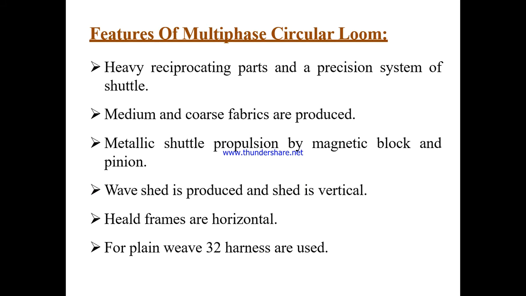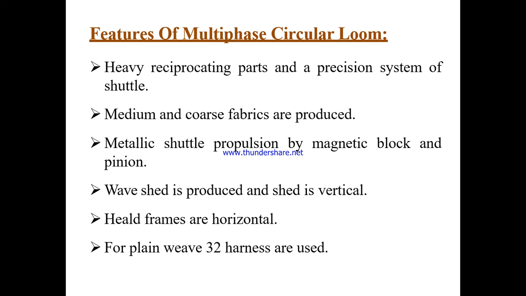Now, features of the multiphase circular loom. Heavy reciprocating parts and precision system. There are many reciprocating parts available in this loom, and the system is very precise. Medium to coarse fabrics are produced. Lightweight fabrics are not generally produced by the circular loom. Metallic shuttle propulsion by the magnetic block and the pinion, because when we are using the magnetic blocks and the rack and pinion mechanism, we always prefer metallic shuttles.